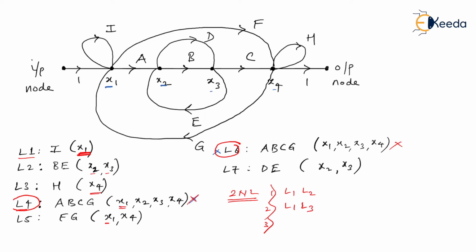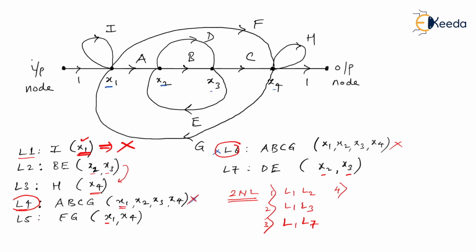So now I'm going to compare L1 with L7. As you can see, L1 involves x1, but L7 involves x2, x3. So I can say in fact L1, L7 is a part of two non-touching loops. Again, this may not be the final answer. I have compared L1 with all the loops, so now I'm not going to compare L1 with any other loop. Let us try to compare L2 with the rest of the loops. So let us see if we get a fourth pair.